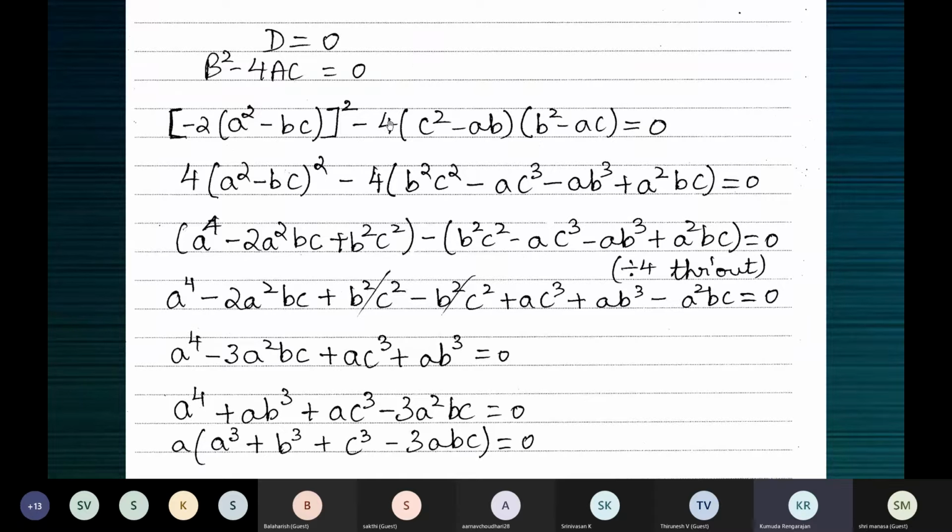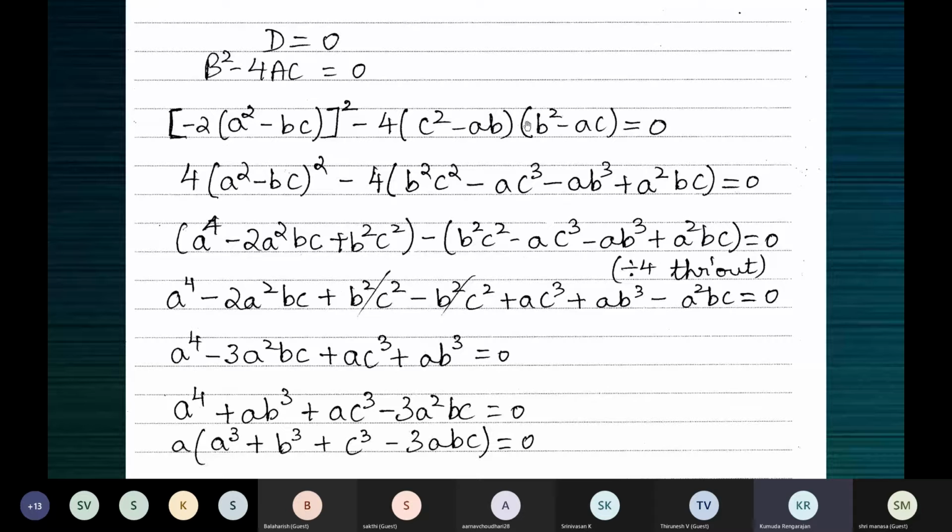Then, as always, don't multiply this 4 inside. Multiply these two terms with these two terms and get the 4 terms. Here again, minus 2 squared is plus 4. Minus 2 into minus 2 is plus 4. This is a square minus bc the whole square. This one square, when you square this, it becomes plus 4. Here, write this minus 4 as it is.